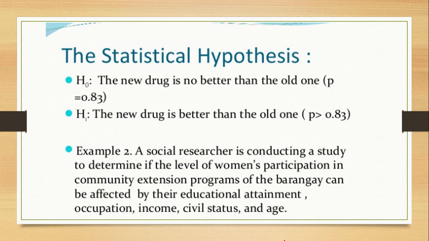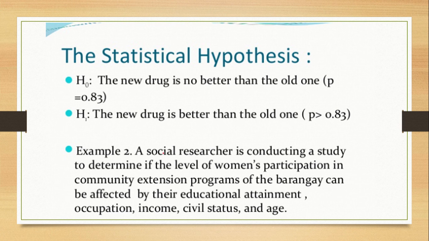So the statistical hypothesis, we have here H sub 0. You can have this as your hypothesis: the new drug is no better than the old one, P equal to 0.83. Then we have here H sub 1: the new drug is better than the old one, so P greater than 0.83. Okay, so this is how to formulate your hypothesis.